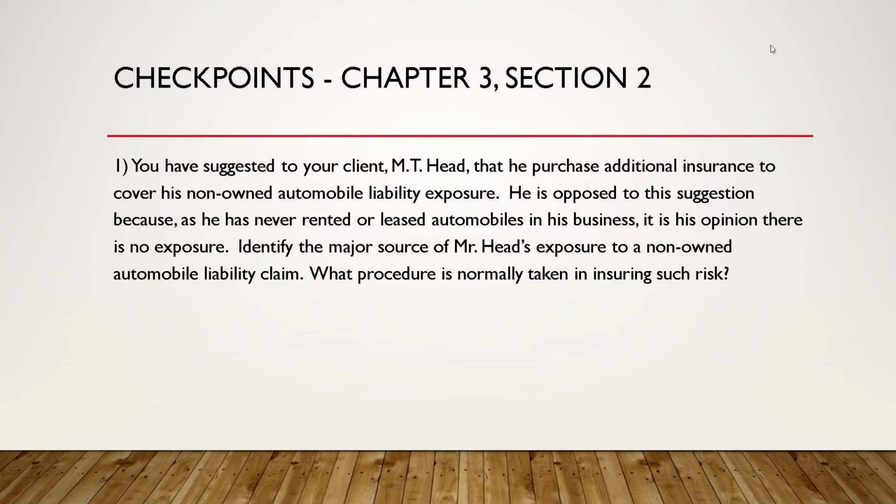And the major source of exposure would be the employees' automobiles that are used in the employer's business. So if you ever run to the mail for your employer, or run to the store for them, or do any job for them, or you're using your own personal car to go see a client, the company then has a non-owned automobile exposure. The coverage can be brought in separately or can be added by endorsement on the commercial general liability policy. And typically that's what you see. The non-owned auto exposure goes on the CGL policy. Does anybody have any questions on those ones?